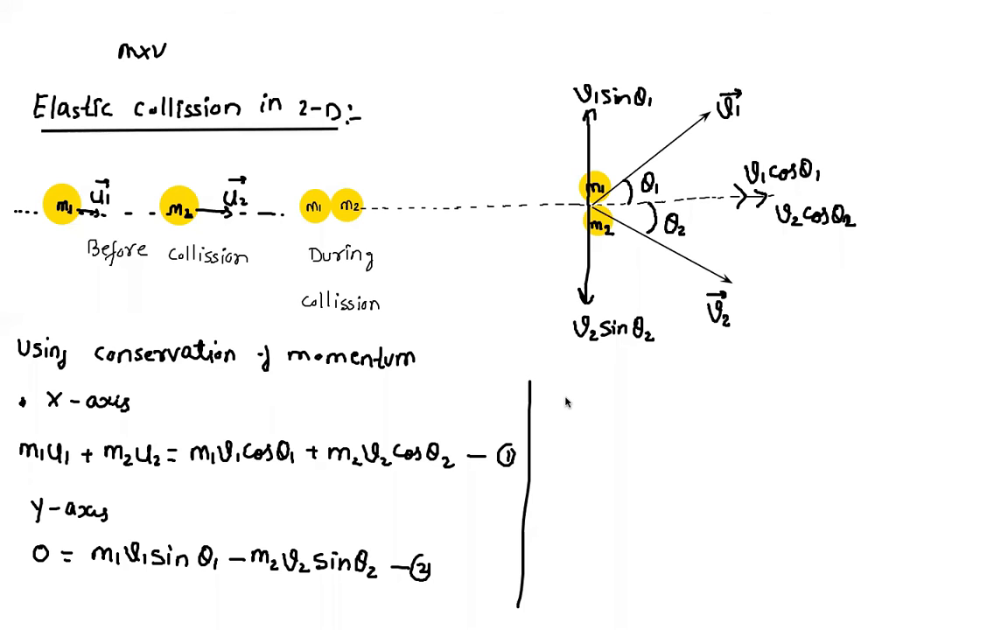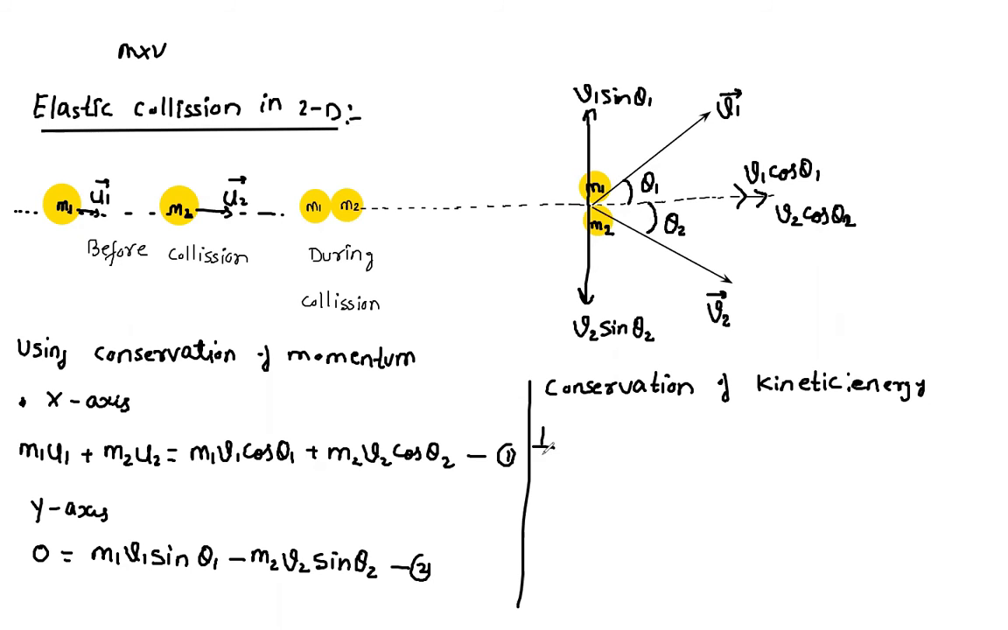The next thing is we can even apply the conservation of kinetic energy. The collision is elastic, so kinetic energy will remain conserved. Since the collision is elastic, both momentum as well as energy is conserved. Now, since kinetic energy is a scalar quantity, no need to resolve it. You can just calculate kinetic energy before collision and kinetic energy after collision. Different directions of velocities will not affect kinetic energy. Kinetic energy isn't a vector quantity, it's a scalar quantity.